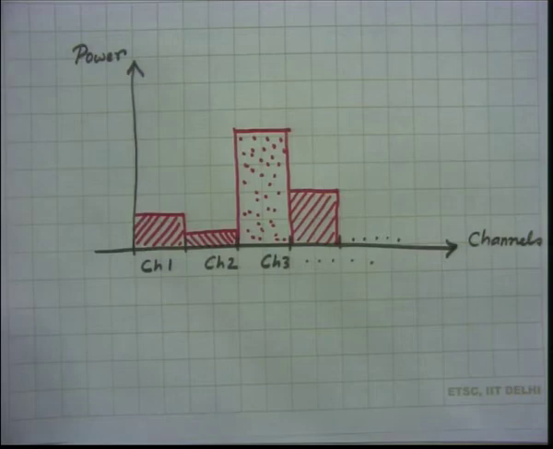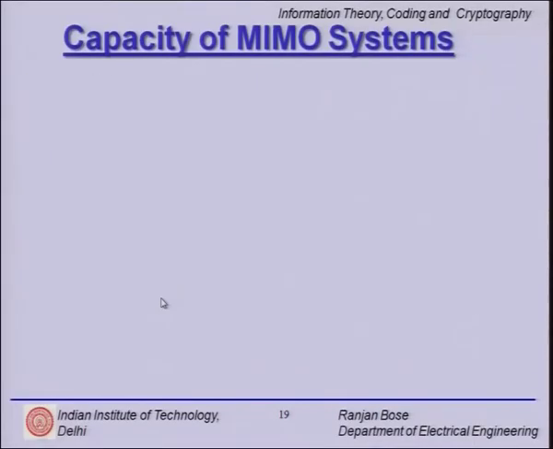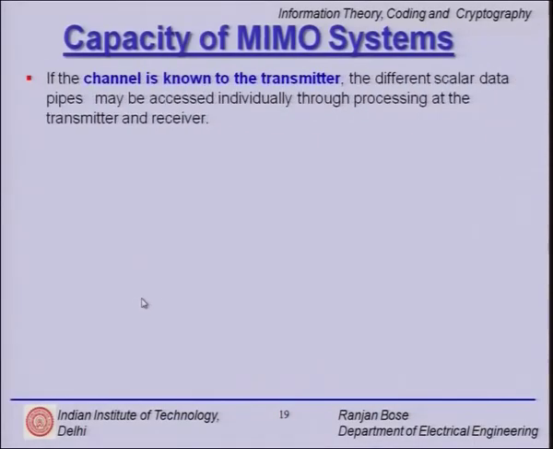So, we come back to our slide. We are trying to look at the problem when the channel is known to the transmitter, and the job of the transmitter is to figure out how to optimally allocate power to the different antennas. This is a very practical problem. Now, the different scalar data pipes may be accessed individually through processing at the transmitter and receiver.